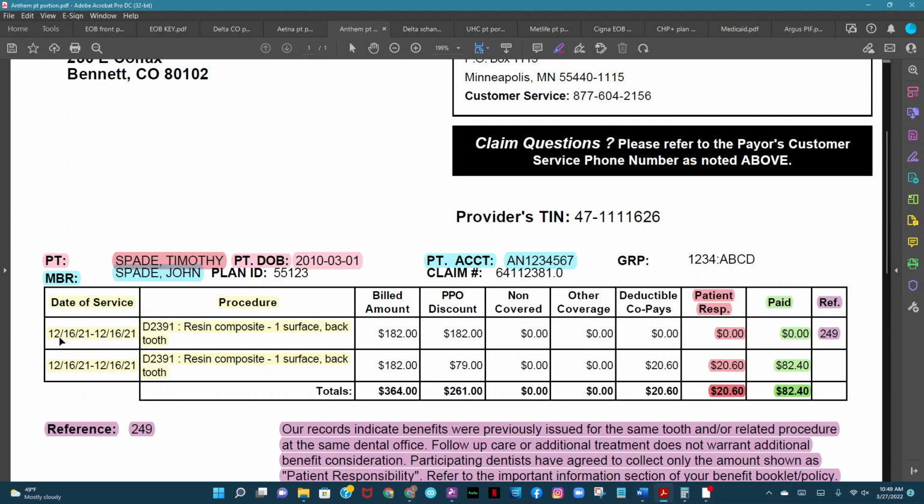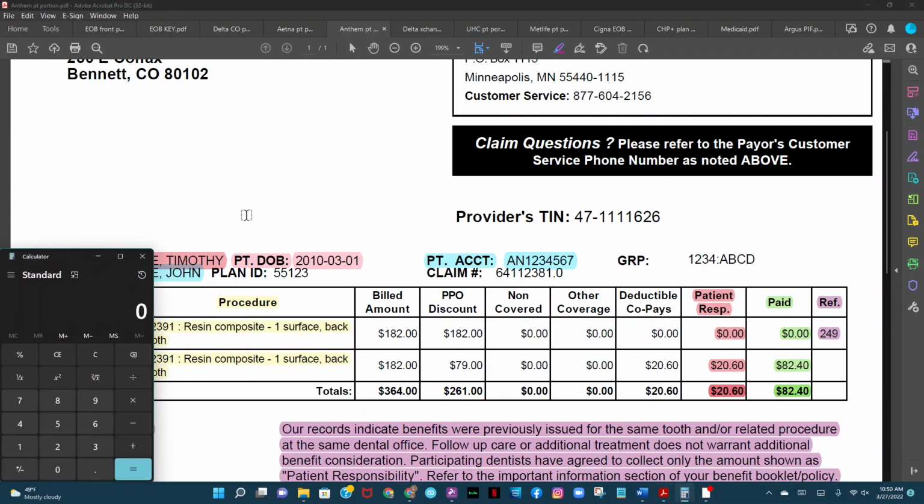Next, we have date of service, 12/16 of 2021. We have over here the codes, or they have it as the procedures, which are, looks like we have 2 fillings. Next, we're going to look at what insurance has paid, which they just have as paid. You can see highlighted in green, we have it as $82.40. We have a patient responsibility of $20.60. And as you can see here, there is no orange. And so we don't actually have the contracted fees on here for you to see.